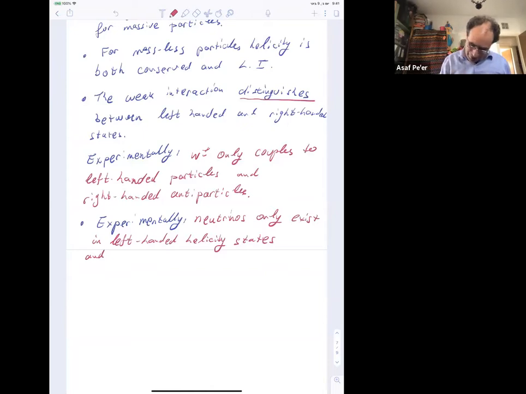And antineutrinos only exist in right-handed helicity states.